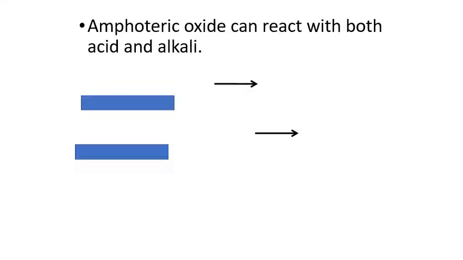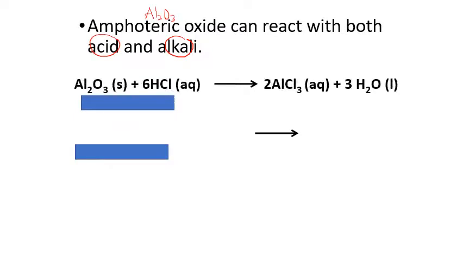As we discussed the basic oxide, next is the amphoteric oxide. Like we mentioned just now, an example of an amphoteric oxide is aluminium oxide, which can react with both acid and alkali solution. In the first equation, because HCl is an acid, this aluminium oxide will act as the base and produce salt and water.